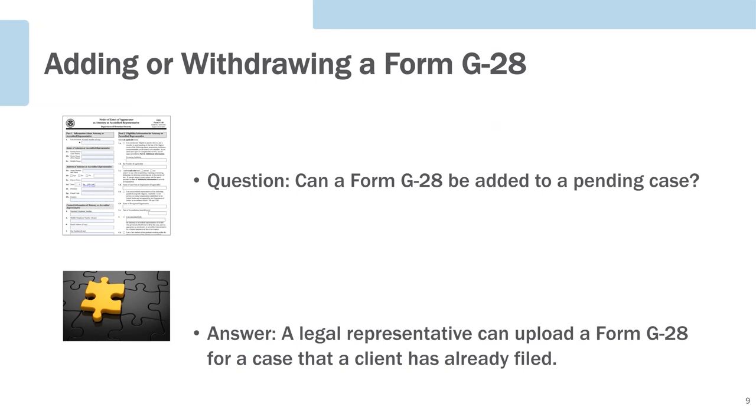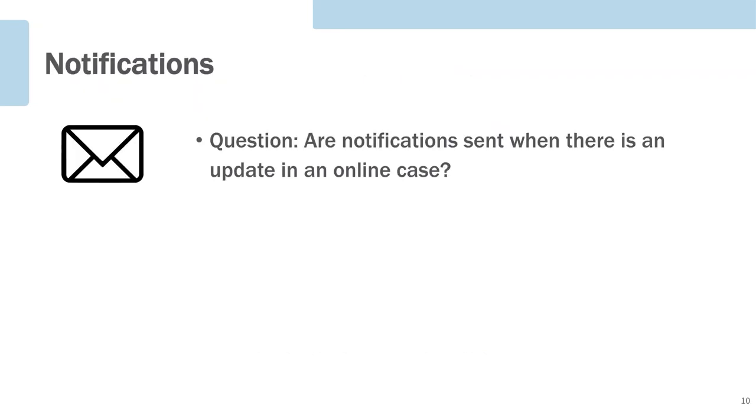You would need to provide the receipt number, the client's name, and the email address. If the client had an attorney already associated with that case, before you do any of this, they would need to withdraw that old G28 so that you can add yours. But to answer this question succinctly, can a Form G28 be added to a pending case that the client already filed? Yes, of course. They can always add attorneys or change attorneys.